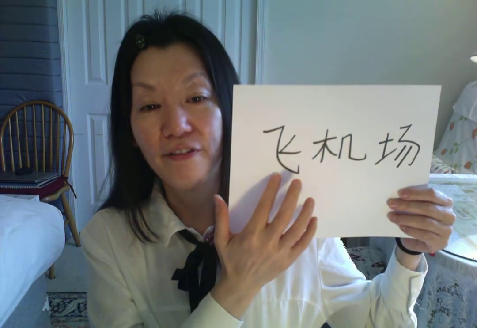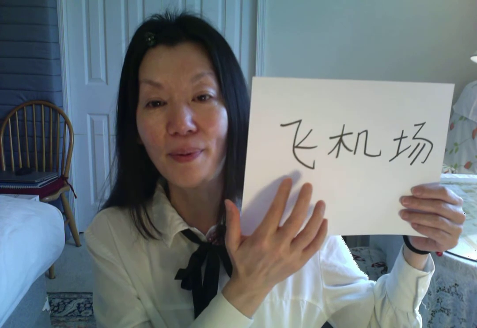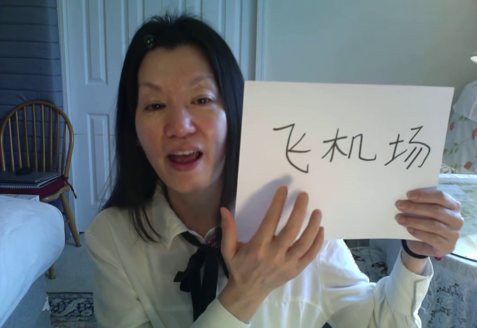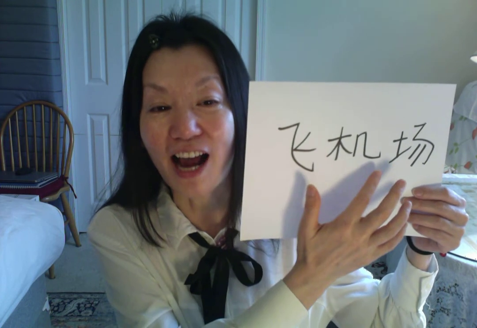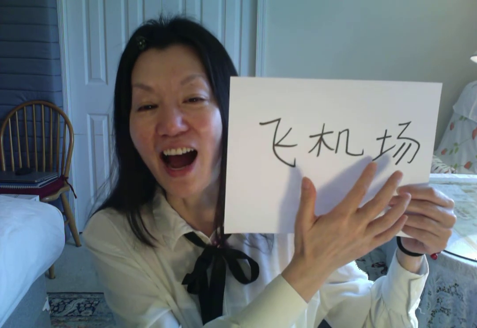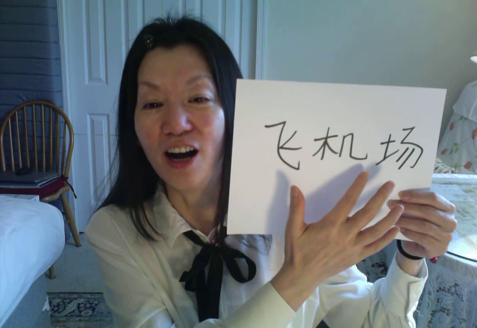Airport. In Chinese, we say airport. 飞机, airplane; 飞机场, airport; or the short one, 机场, airport. Both work, right? Okay, let me see next one here.